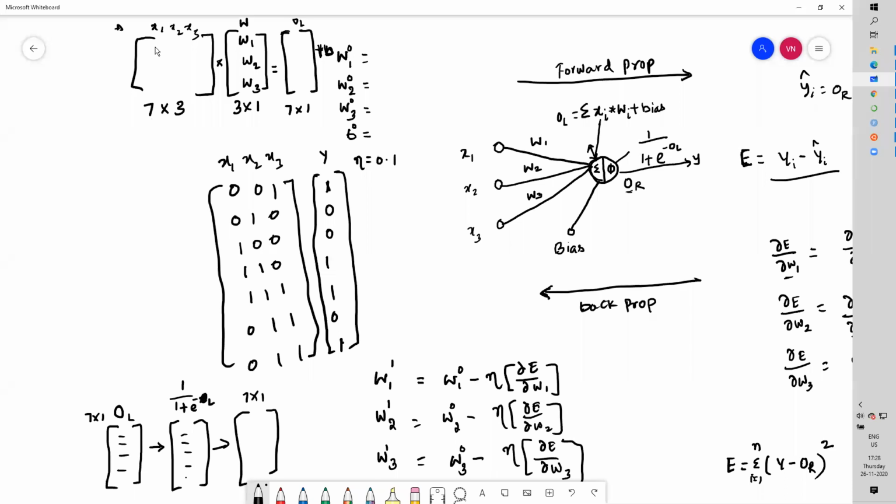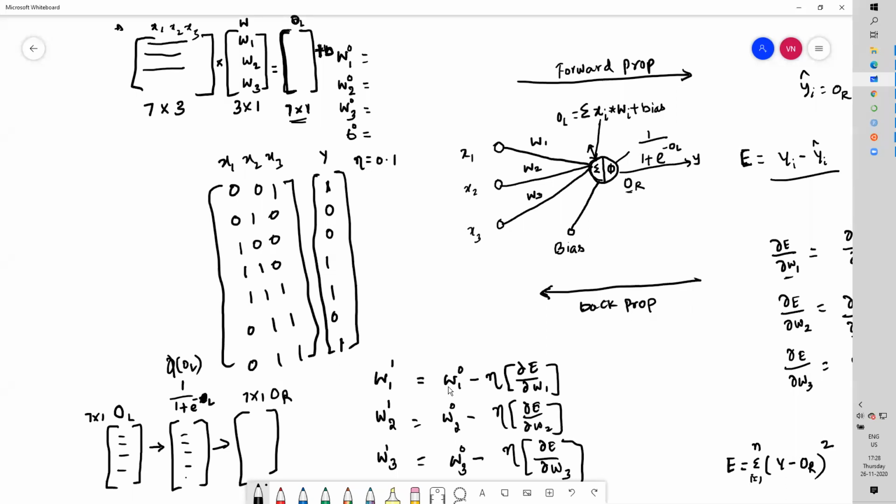How does the matrix multiplication happen? Let's say first row with this column, second row with this column, third row with this column. And that's why when we multiply these two matrices, we would get a new matrix with 7 rows and 1 column. On top of it, we are going to add the bias, and the output of this matrix, I am calling it OL. We are giving that OL to the activation function, which is 1 by 1 plus e to the power of negative OL, and you would get your output. So this is your OR. Now clear with this forward prop?